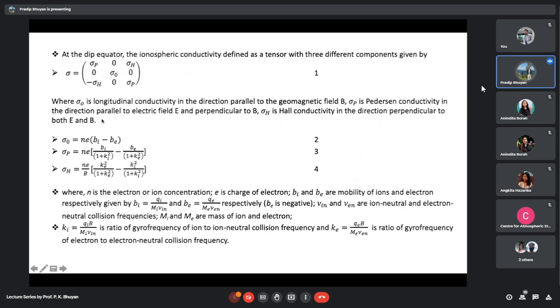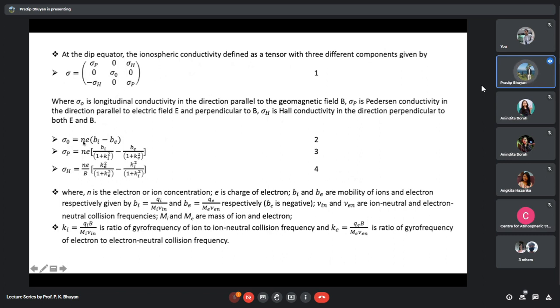So what is happening? You have three different types of conductivities. One is parallel to the magnetic field, that means along the magnetic meridian. The other is parallel to the electric field. We do not know exactly which direction the electric field is, so we will come to that. And Hall conductivity is perpendicular to the plane in which the electric and magnetic fields exist. Okay. So sigma naught can be calculated using these terms.